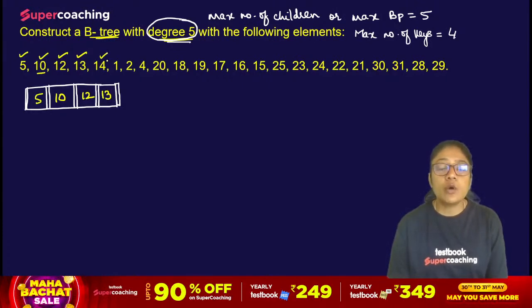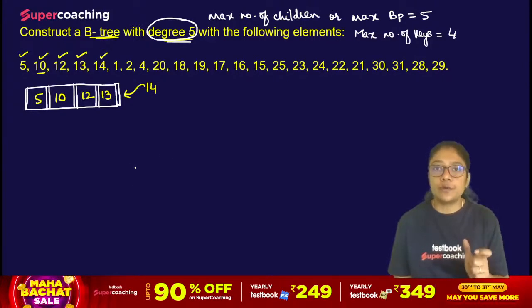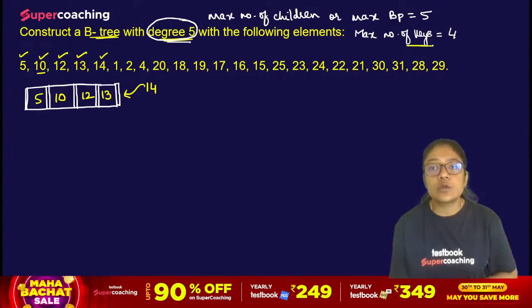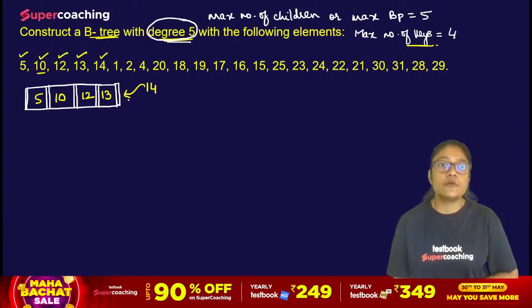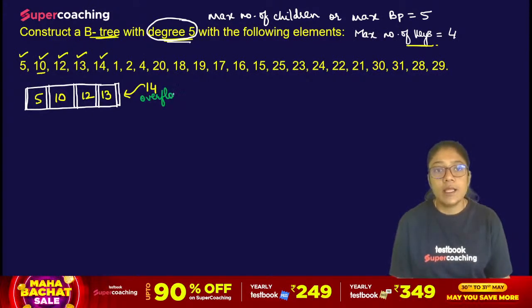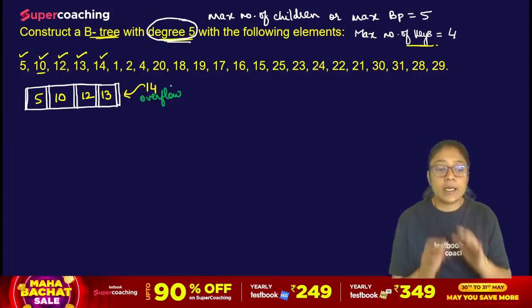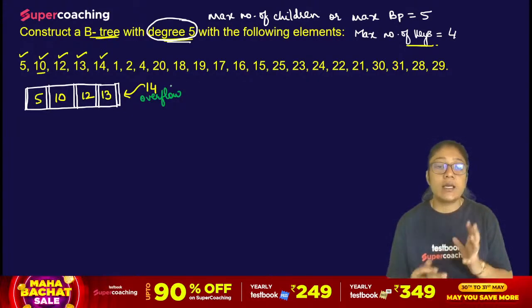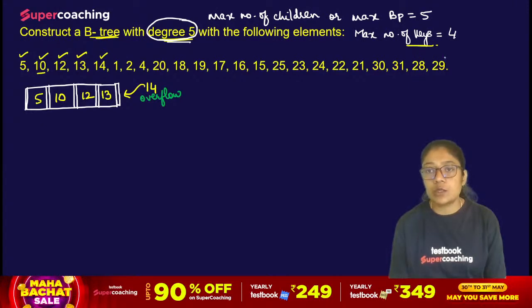Now 14 wants to join this tree, तो 14 को आना है, but there is no empty slot. That means the node is full. एक node में आप maximum 4 keys को store करवा सकते थे. Now this node is full, so we will call this scenario the case of overflow. When there is a case of overflow, we'll go for node splitting. यानी कि हम इस node को divide कर देंगे. Divide किसके basis पे करेंगे? On the basis of the mid.